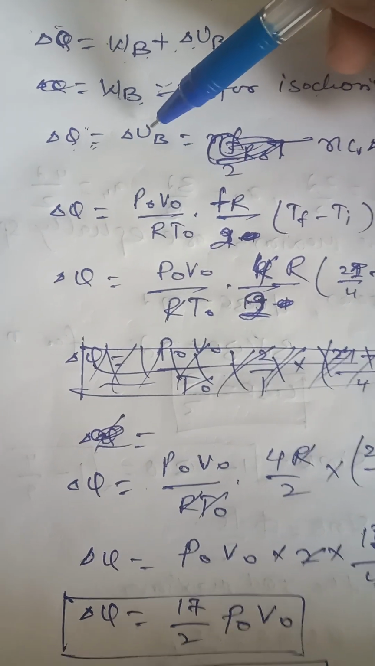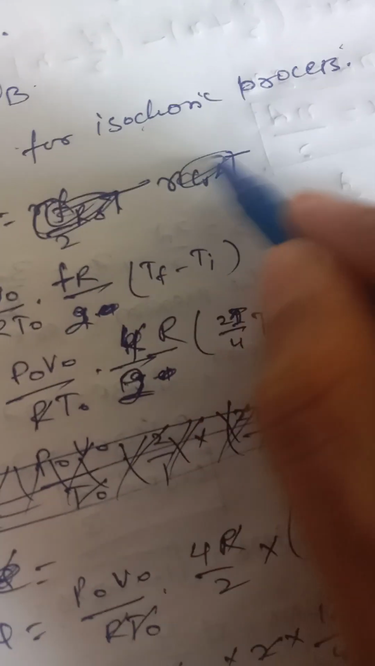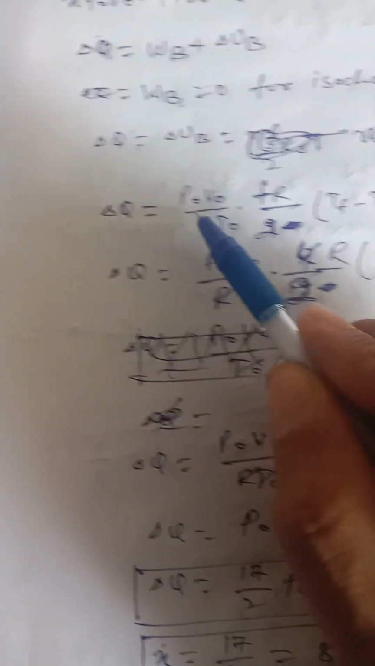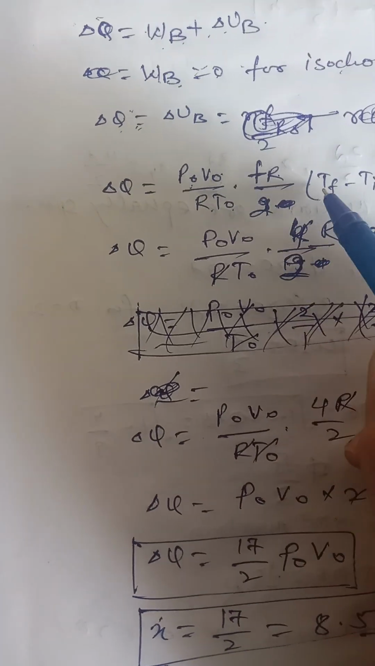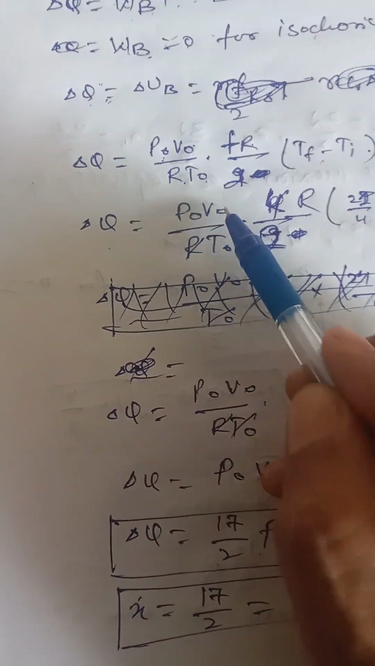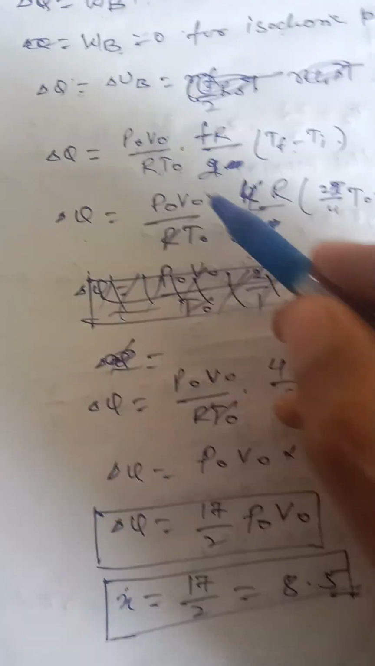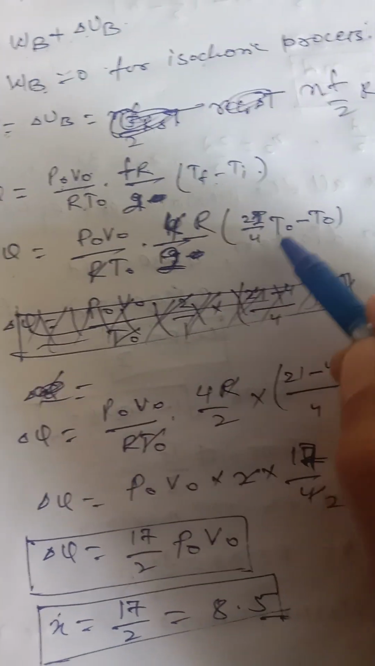Then del Q, the total heat supplied to the system, equals del U_B. So we can write nf by 2 into R delta T. Here n is P naught V naught by R T naught, and delta T means T final minus T initial. So del Q is P naught V naught by R T naught, f is 4 by 2 times R, into 21 by 4 T naught minus T naught. If you have been given gamma you can calculate f.